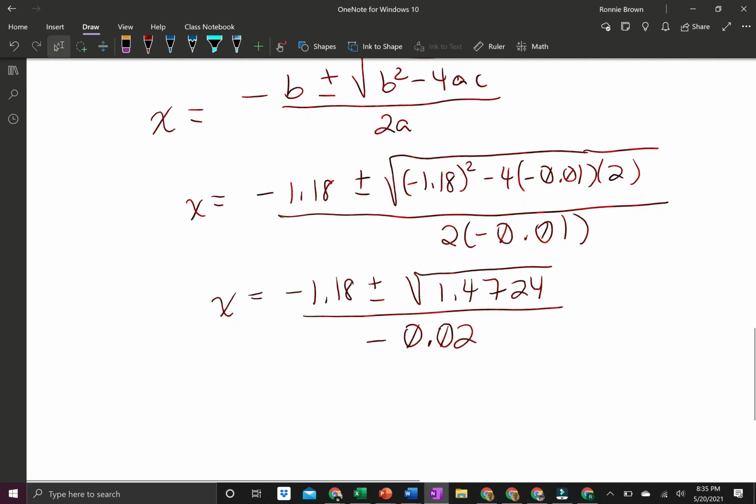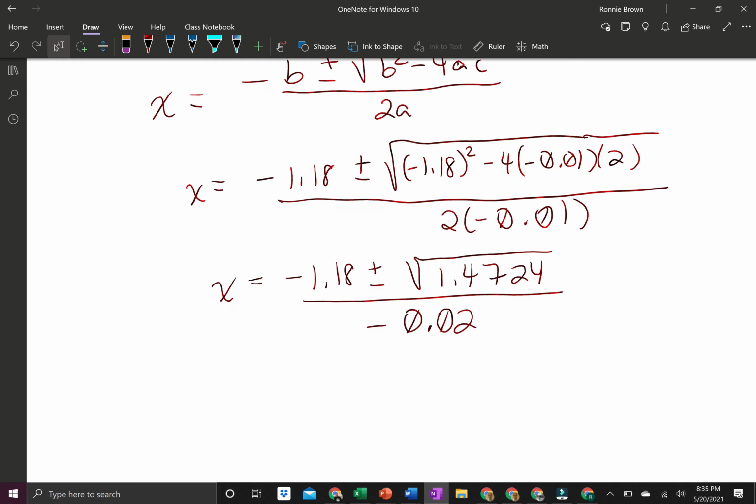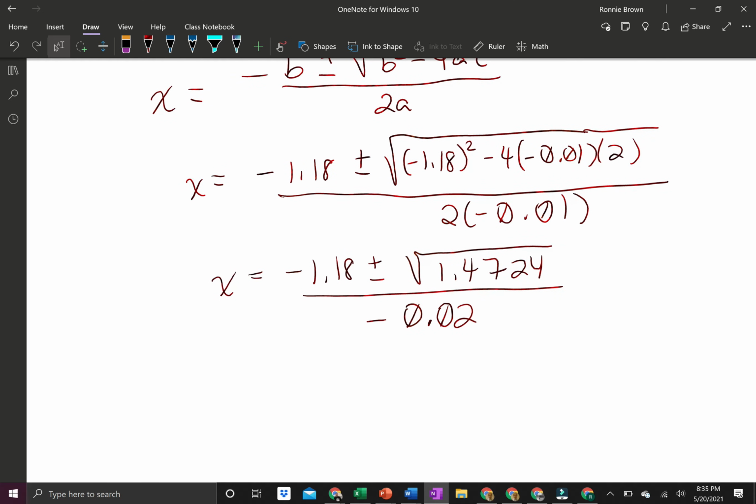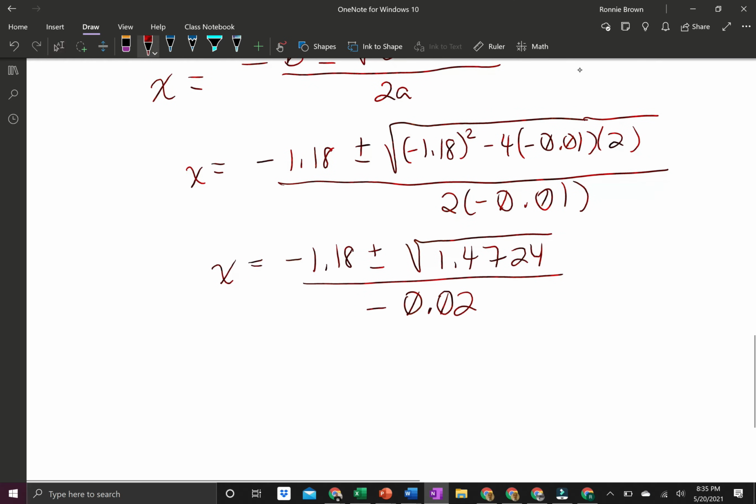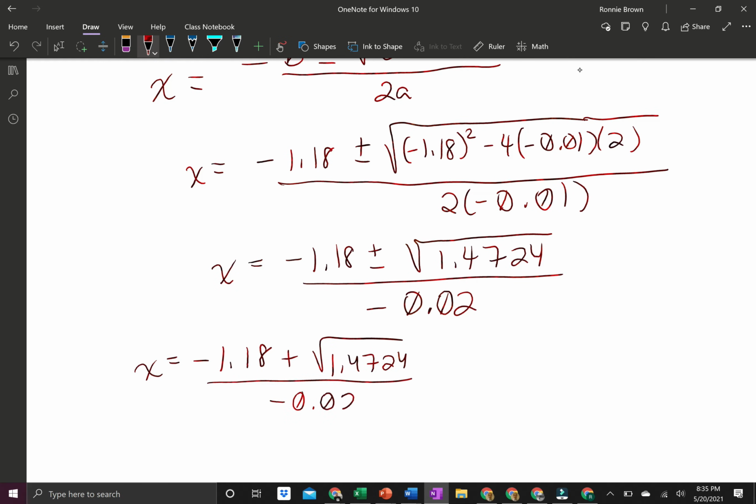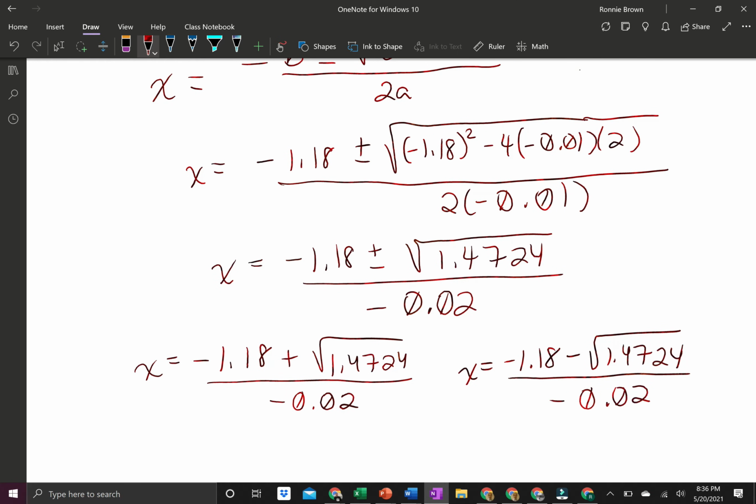All right, so now it looks as though I need to go ahead and split this up because we have that plus minus sitting right here, right? So I'm going to say x equals negative 1.18 plus the square root of 1.4724 divided by negative 0.02, and x equals negative 1.18 minus the square root of 1.4724, all divided by negative 0.02.